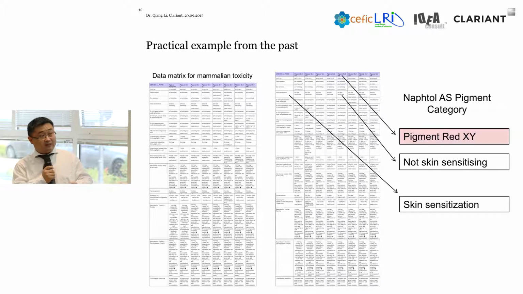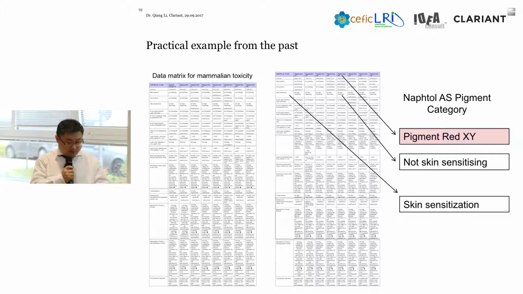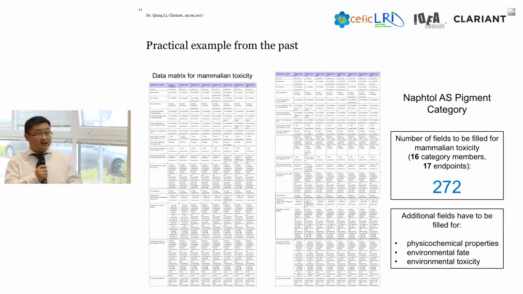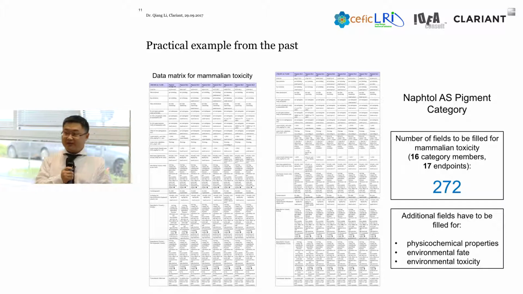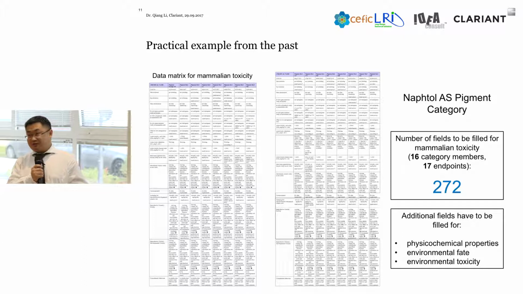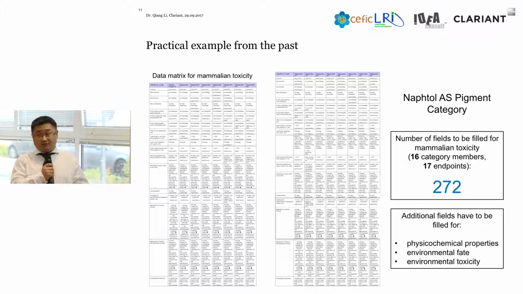So it has all the data. So for example, here this category member is not sensitizing. So altogether we have 16 category members and 70 endpoints. So altogether we have more than 250 fields to be filled for this category. So it means lots of work for us. It also takes lots of time. It's only for the toxicity part. Maybe we have to fill the chapters for environmental fate, ecotoxicology, and also physical chemical properties.